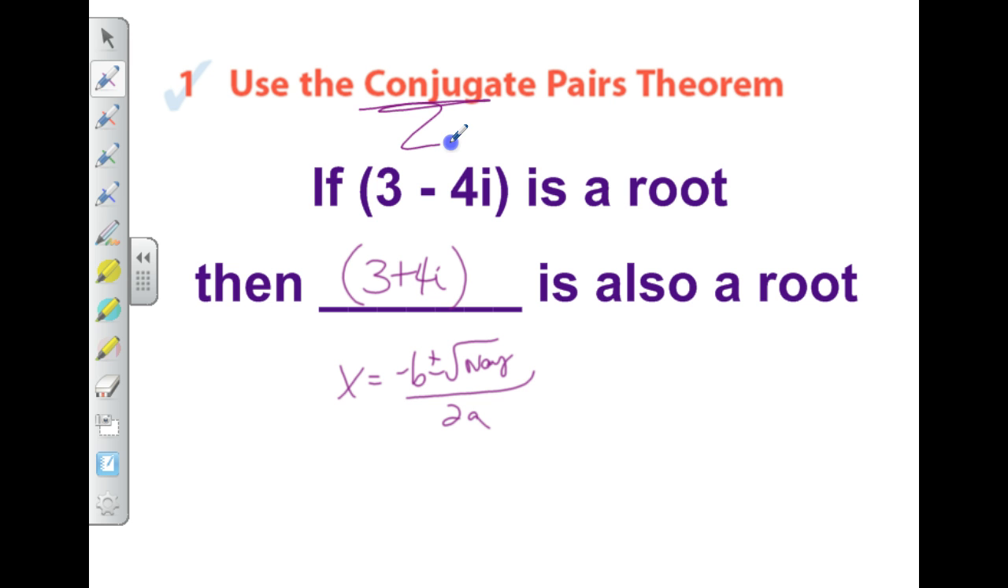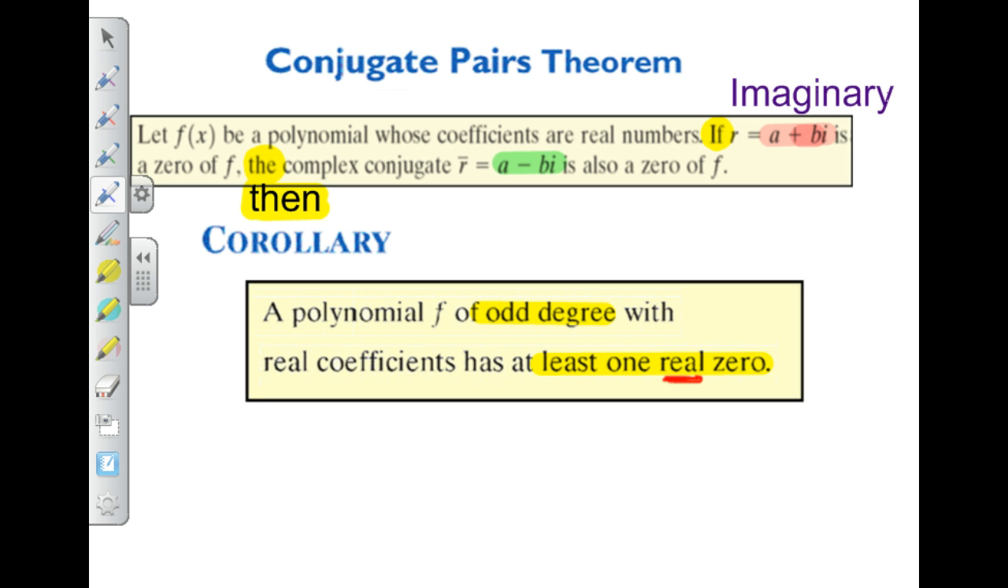So a conjugate, by definition, literally just means change the middle sign. So whenever I say take the conjugate, we're just going to look for the middle sign and change the middle sign. So pluses go to minuses, and minuses go to pluses. So again, if you have a plus bi and it's a root, it's an imaginary number, then a minus bi has got to be a root as well.